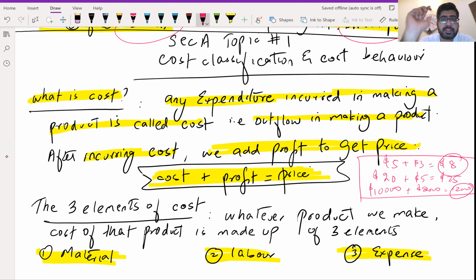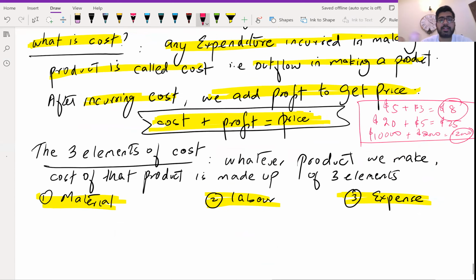So any expenditure incurred in making a product is called cost. Okay, any outflow incurred in making a product is called cost. After incurring cost, the company adds profit to get price. Cost plus profit is price. I gave you some examples that let's suppose a cake shop makes a cake. So cake isn't made for free. They spend $5 in making a cake. That's cost. Even if you make anything in your own home, it costs money. So whatever you incur to make a product, that's cost. Then we add profit to get price.